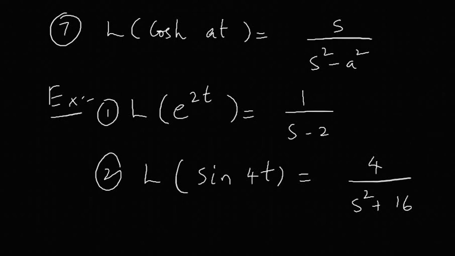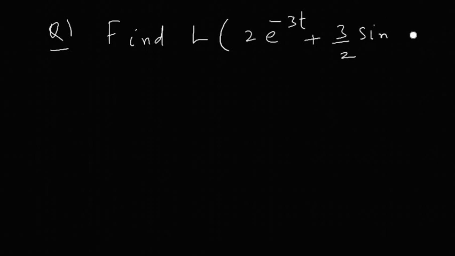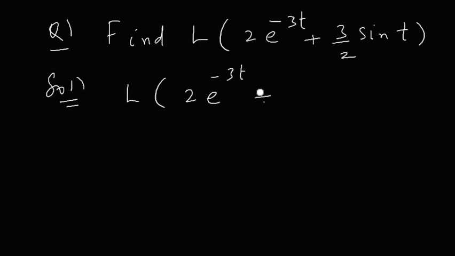And some more examples you can see. For saving time, I'm not working on every particular formula in this list. Now comes the matter when the question says: find L of 2e to the power of minus 3t plus 3 by 2 times sine t. In the solution, what we do is this particular L of 2e to the power of minus 3t plus 3 by 2 sine t.